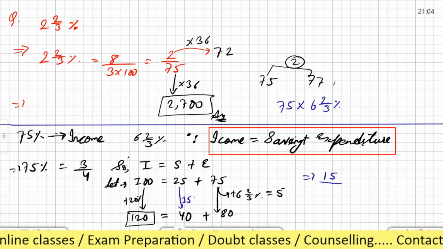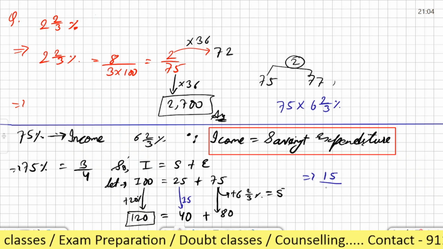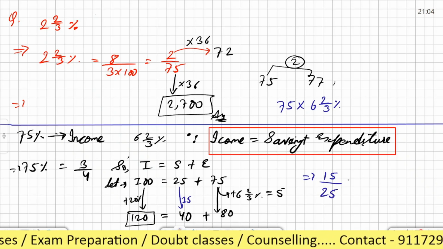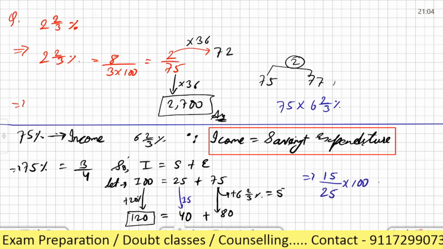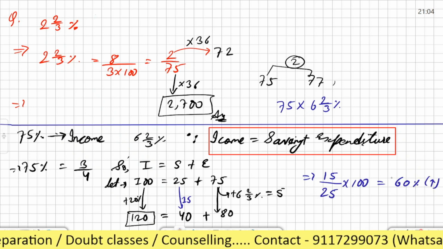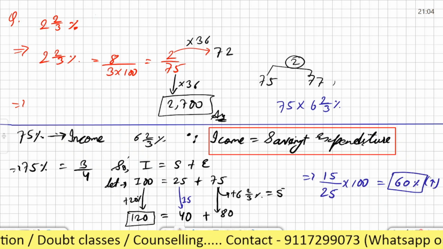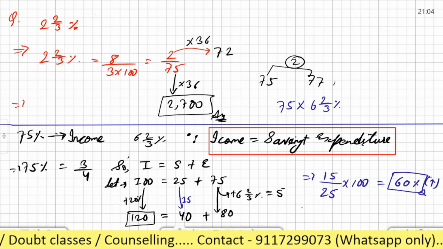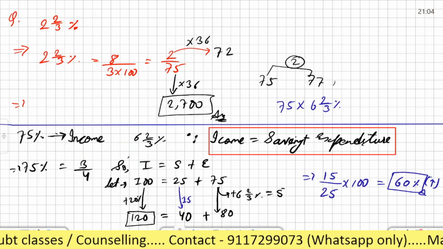We have to find the percentage. So that is 15. Previously it was 25. Multiply by 100. You will get 60% of increment. Okay. Is it clear? Or any doubt? No, sir.